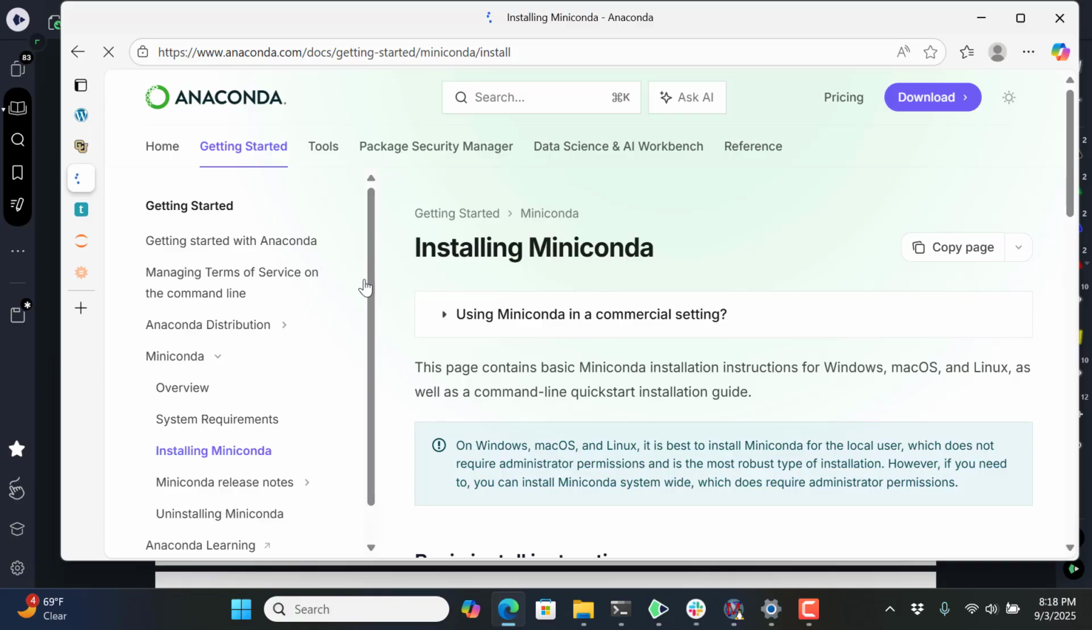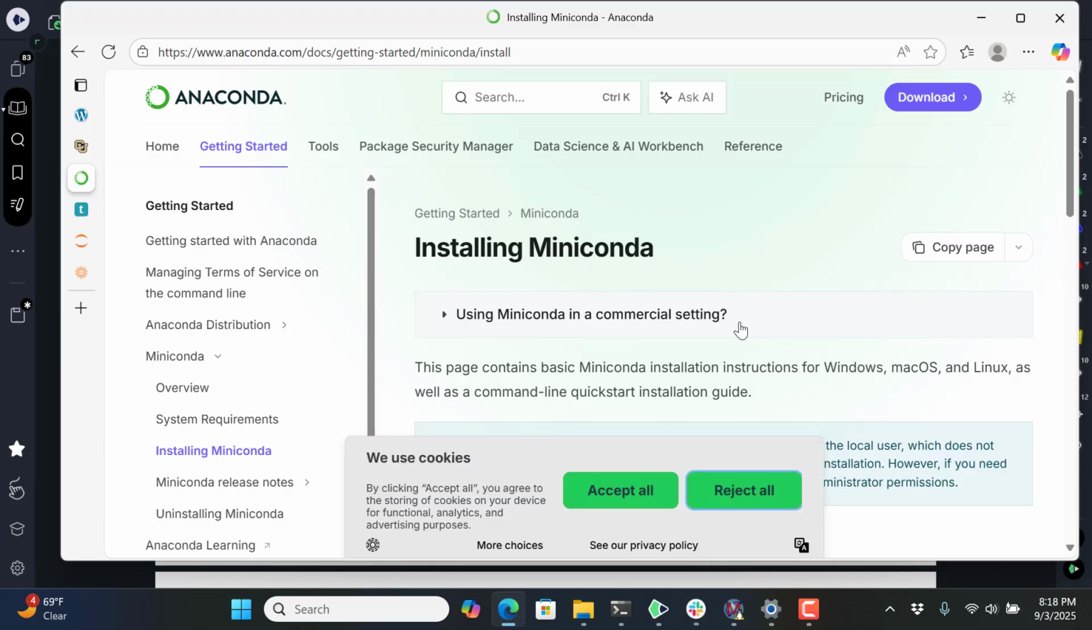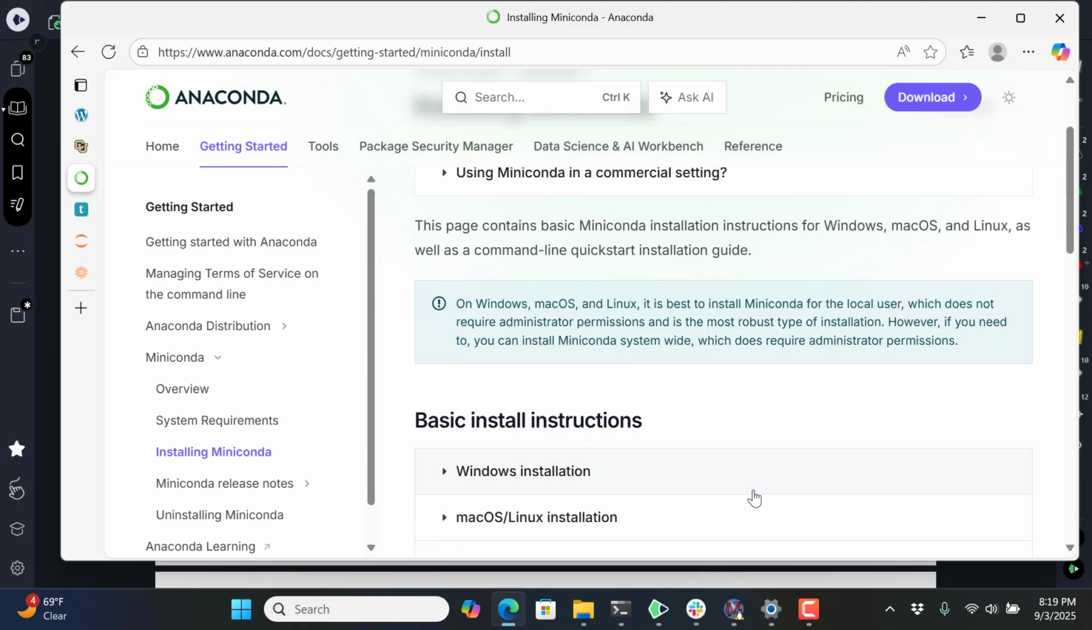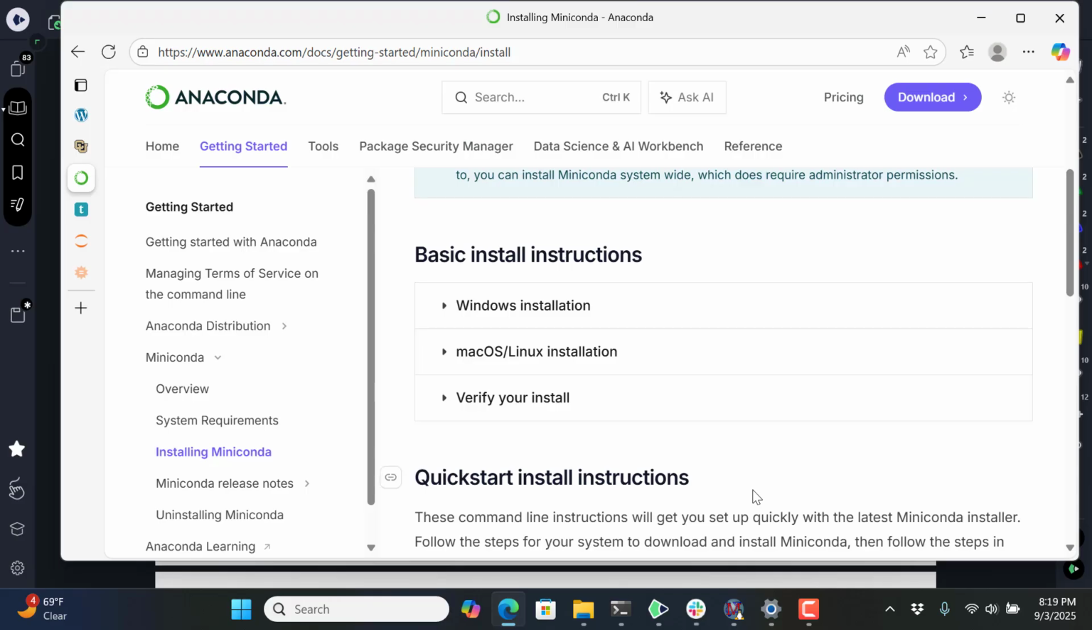It talks about installing Miniconda. The thing when you get to Miniconda will be about commercial settings. We're in education, so we're not going to worry about that. You'll be able to install it, and in particular, if you're on Windows, which I think everybody told me last night they were, you will follow the links underneath the Windows installation and get it installed on your system.